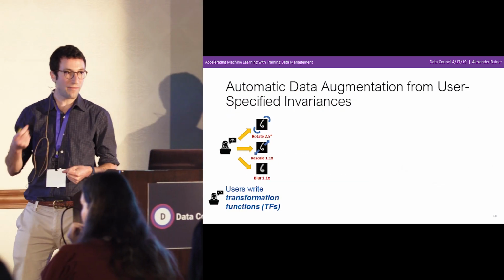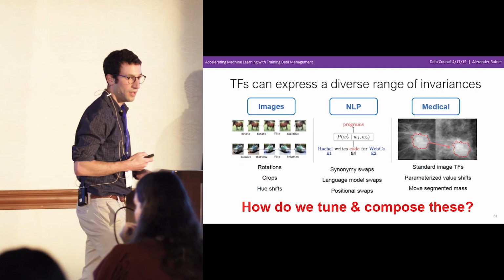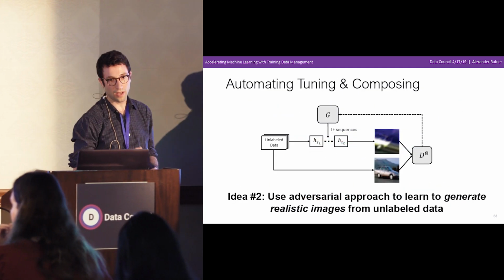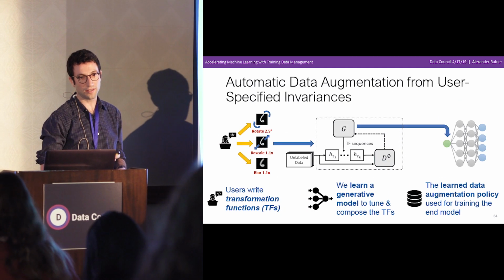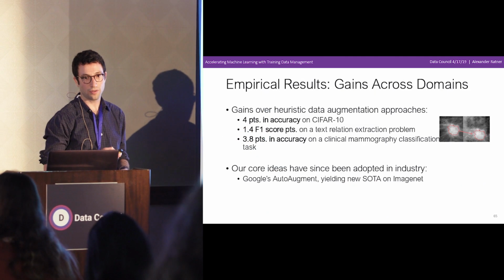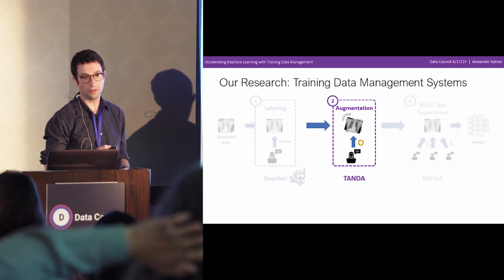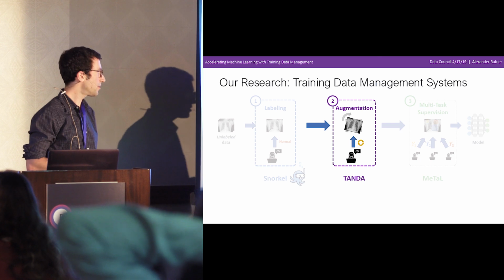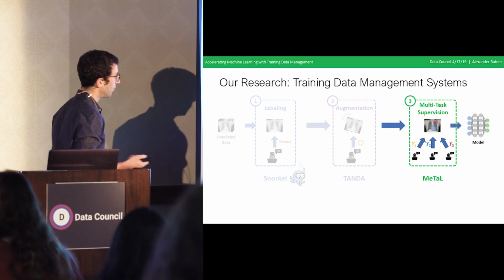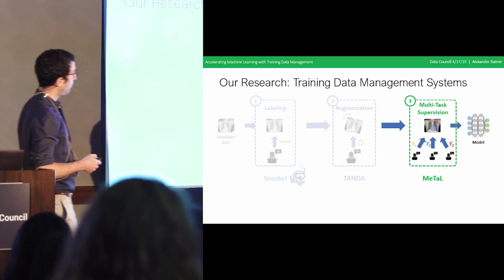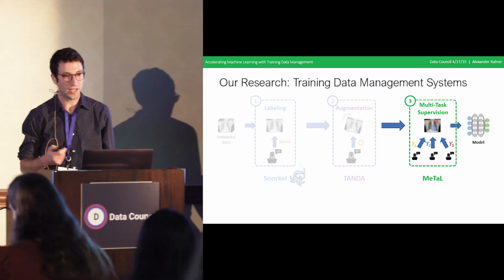And so rather than labeling functions, we now have transformation functions. I'll skip by the details there. We applied it over not just images, but text and also medical settings using a generative adversarial approach. And that's now in Google's AutoAugment system, which got a new state-of-the-art recently, or a version of it. And then finally, I'll just give a brief pointer. This is online.